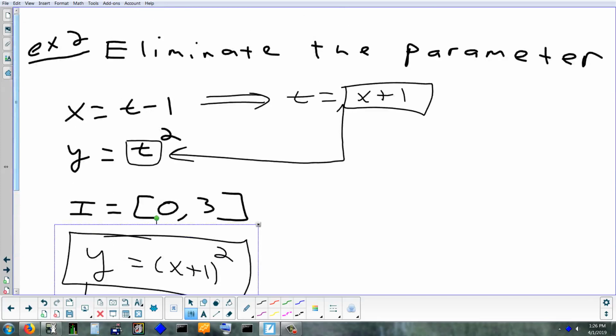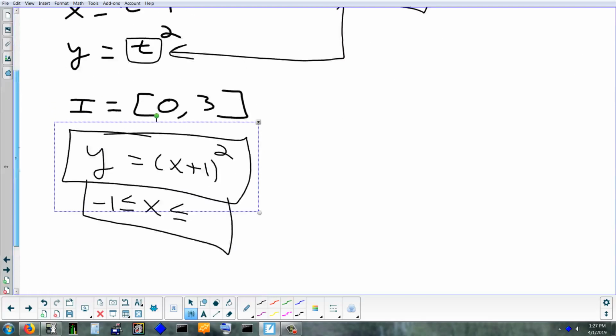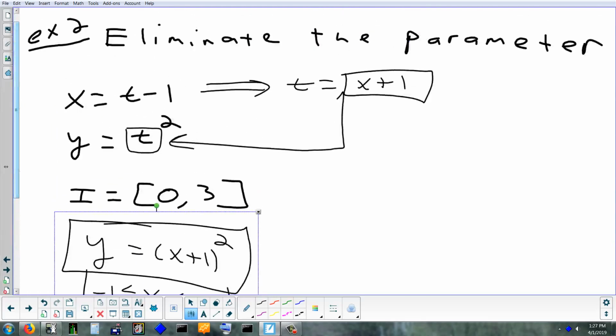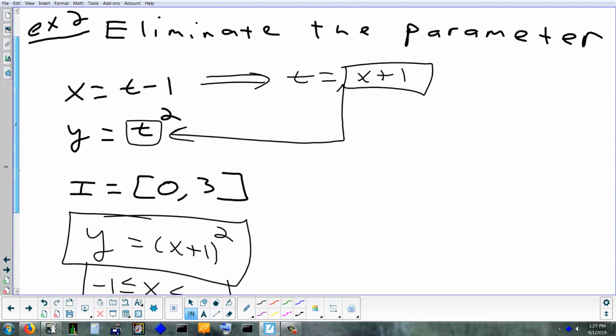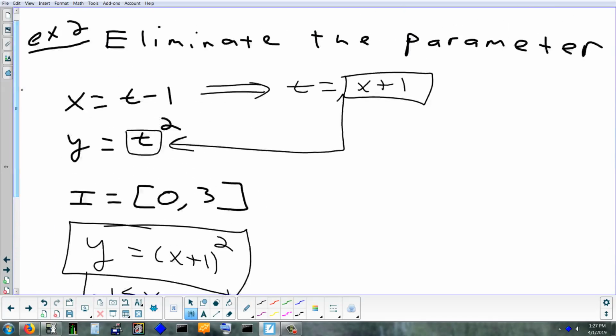What is it? 1. No, I think you're going to go smaller than 1. Negative 1. So our x's go from negative 1. What's the highest x value that we would ever get? Yep, 2. 3 minus 1 gives me 2. So if you graph that parabola and you only graph it between negative 1 and 2, you will get the exact same picture that I gave you parametrically.